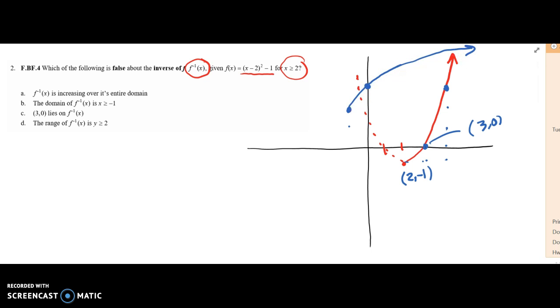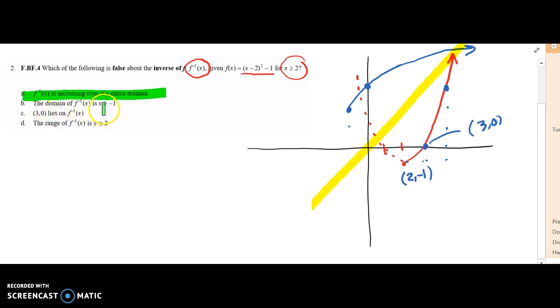And of course, it's an inverse, so you should have it reflect over the line y equals x. And it does. Now we can answer the questions. Does it increase over its entire domain? Yes, it's always going up.